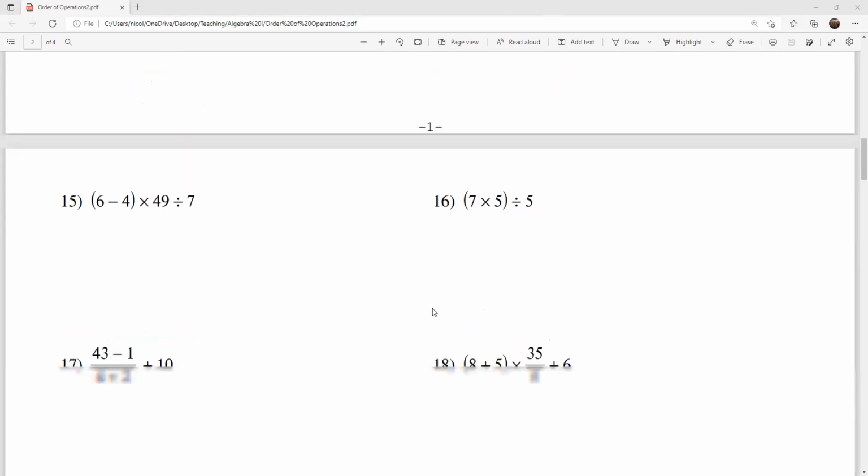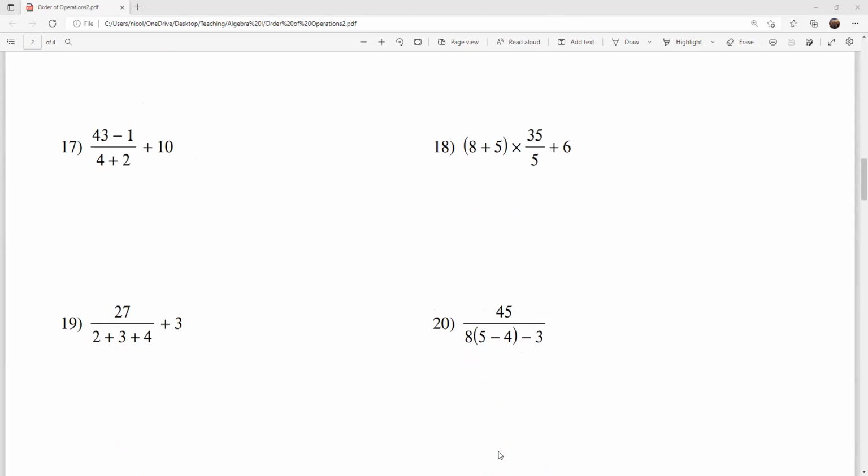Okay, let's scroll down. Whenever you see this, this means division. So I'm going to do the division first because that's what comes first. 43 minus 1 is 42. 4 plus 2 is 6. Yes, I'm adding first here because I need to do the division. Fractions mean division. In order to do the division problem, I have to do this whole thing here. So that gets you 42 over 6, which is 7. 7 plus 10 gets you 17.